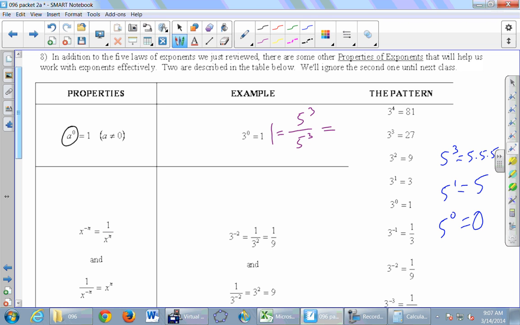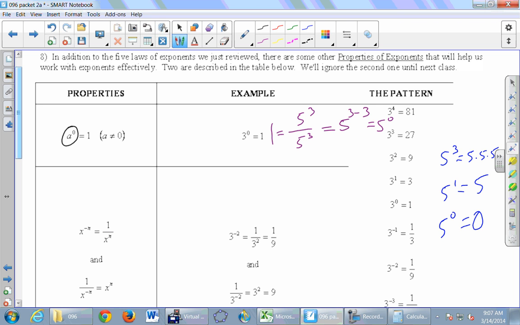It's number 2, because number 2 tells you how to handle division when you have exactly the same base. That 5 is exactly the same. So whatever the base is, it gets copied over here. And what do you do with the powers, according to rule number 2? We subtract them. So it's 3 minus 3, right? And so how much is that power? It's 0.